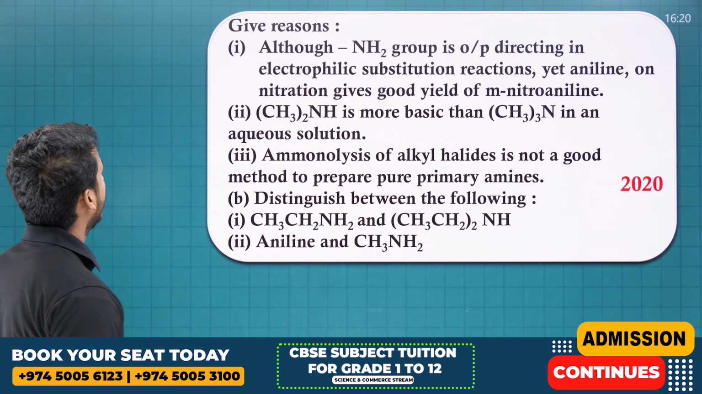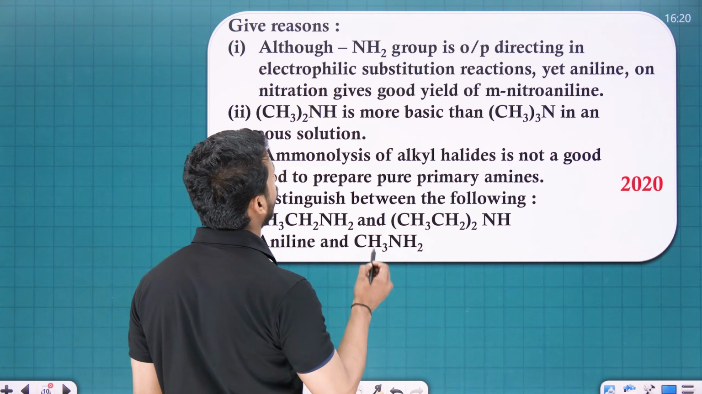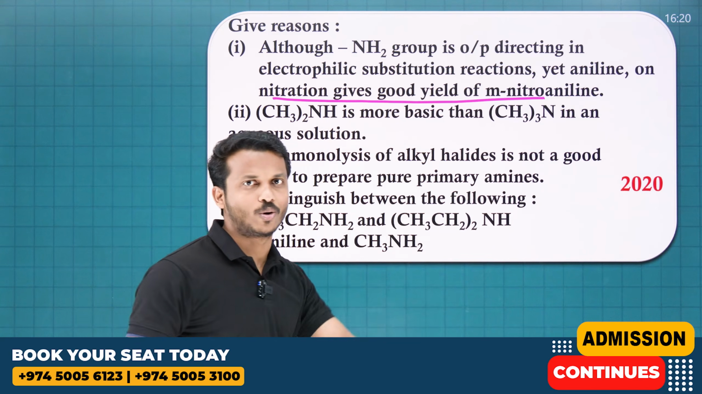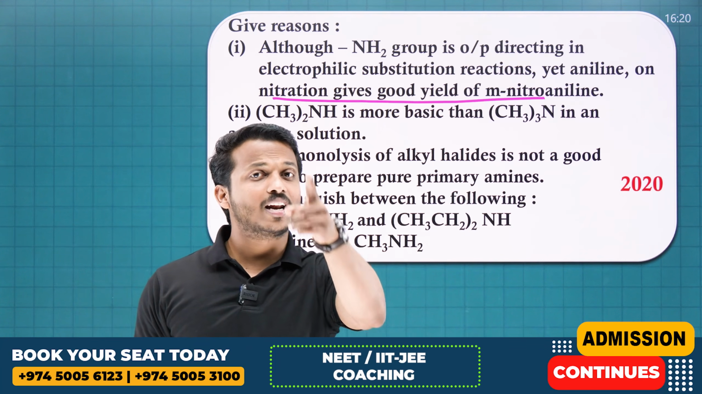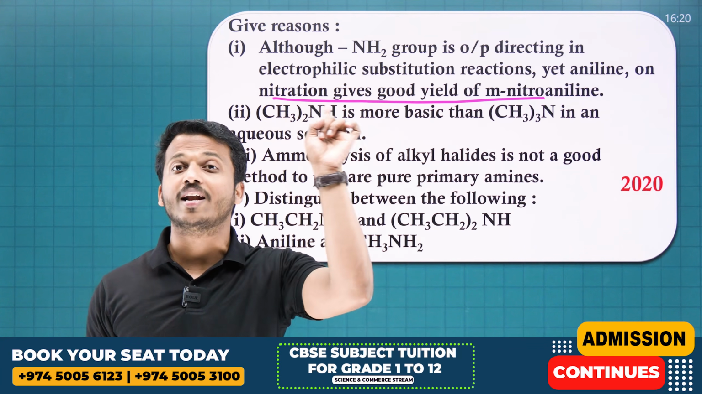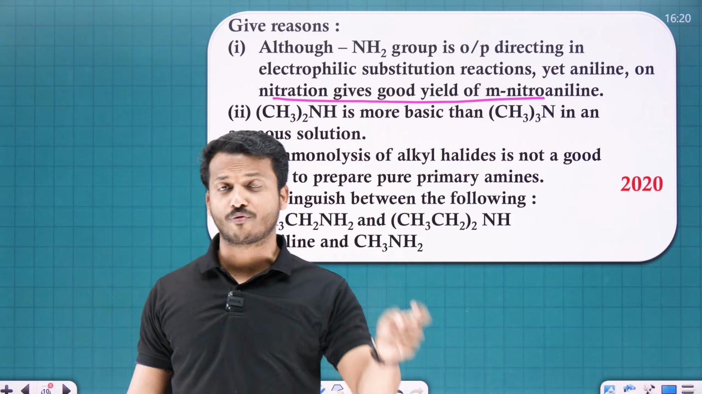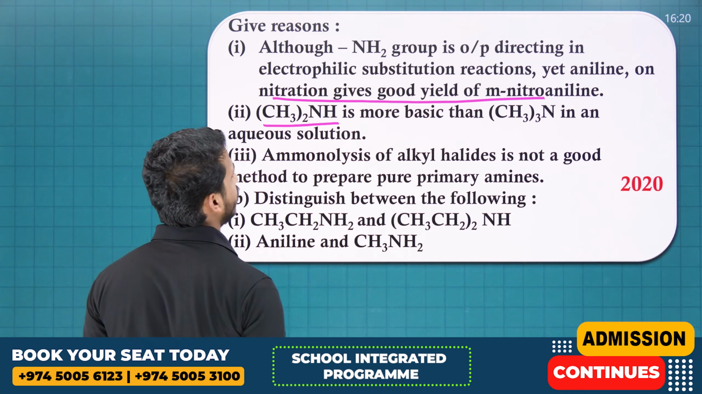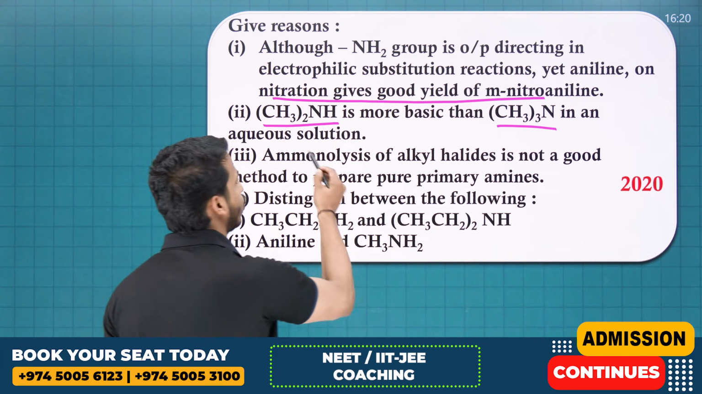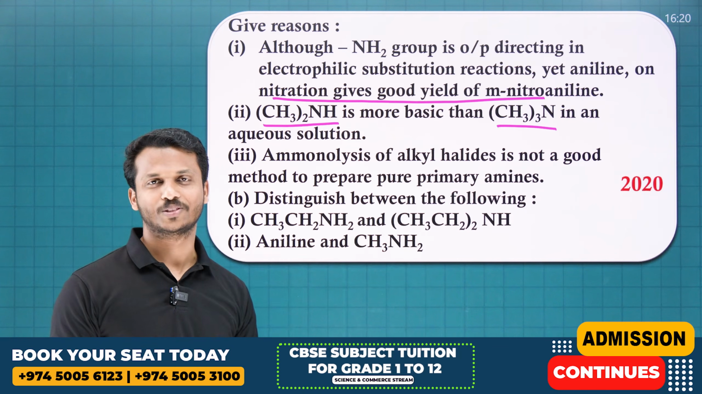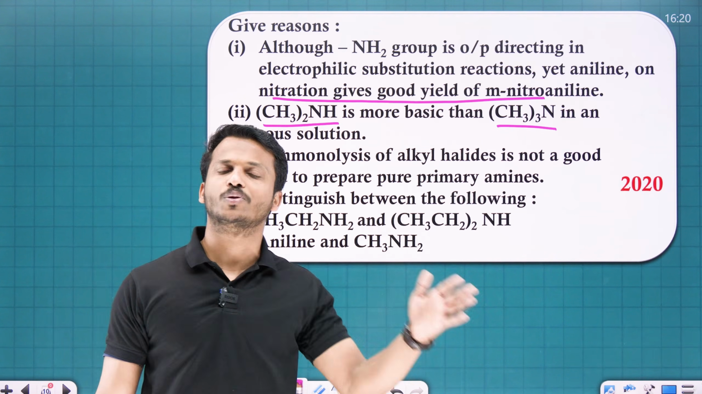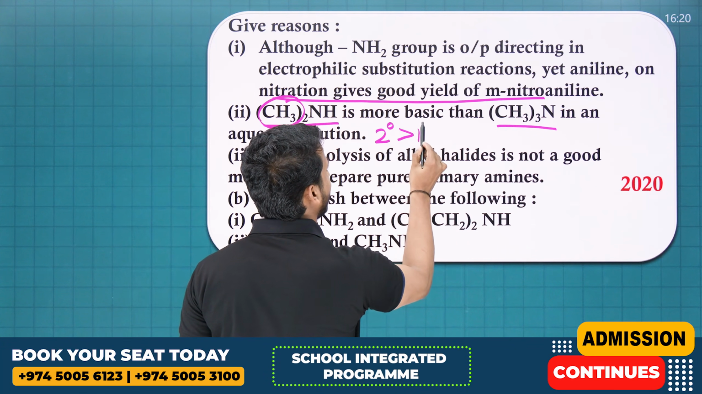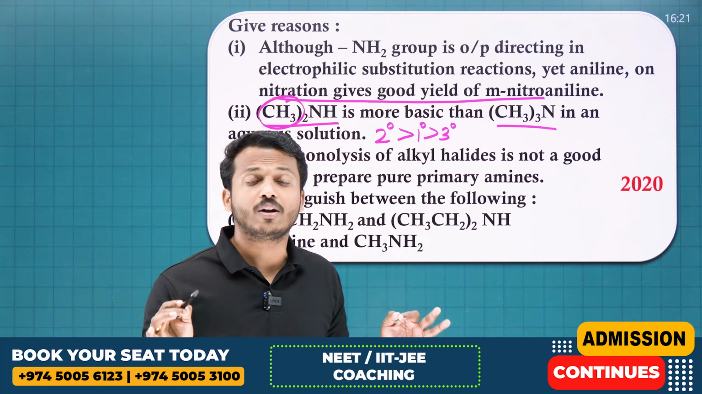Okay, next question. Give reason. First one: although NH2 group is ortho-para directing, why does aniline on nitration give a good yield of meta-nitro? Aniline reacts with the strong acidic medium, H plus, to give the anilinium ion, which is a meta directing group. Therefore you are getting the meta product. Already we discussed. Second question: why is (CH3)2NH more basic than (CH3)3N in aqueous solution? Repeated question. Practice the questions, all of you, most are repeated. If methyl group is present in the aqueous state, the order is secondary, primary, tertiary, because in aqueous state we have to consider three effects.